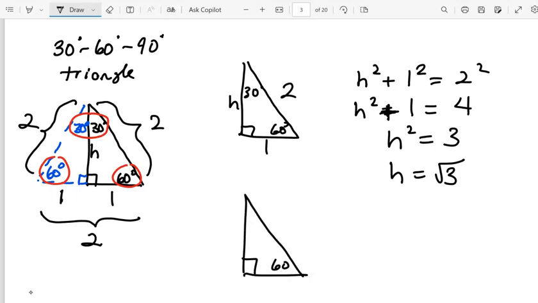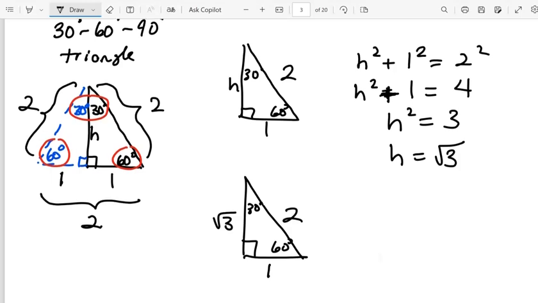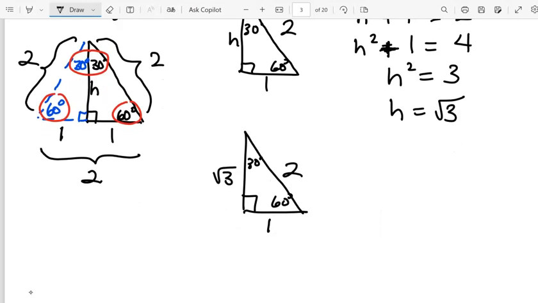the basic triangle for a 30-60-90 triangle has sides of 1, square root of 3, and 2, where 1 is opposite the 30-degree angle, the square root of 3 is opposite the 60-degree angle, and the largest side 2 is opposite the 90-degree angle.